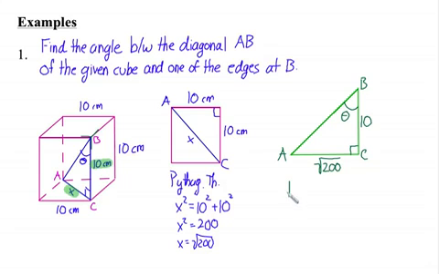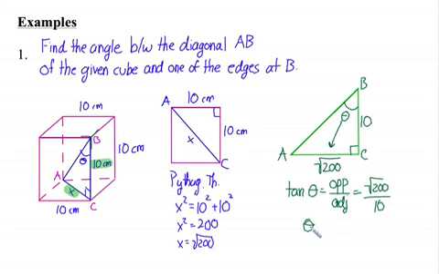Since I know that tangent theta equals opposite over adjacent, I can write an equation to solve for theta. In this case, opposite is across from theta. It's the side, or the diagonal AC, and we know that it is equal to the square root of 200. And the adjacent side is BC, which is equal to 10.